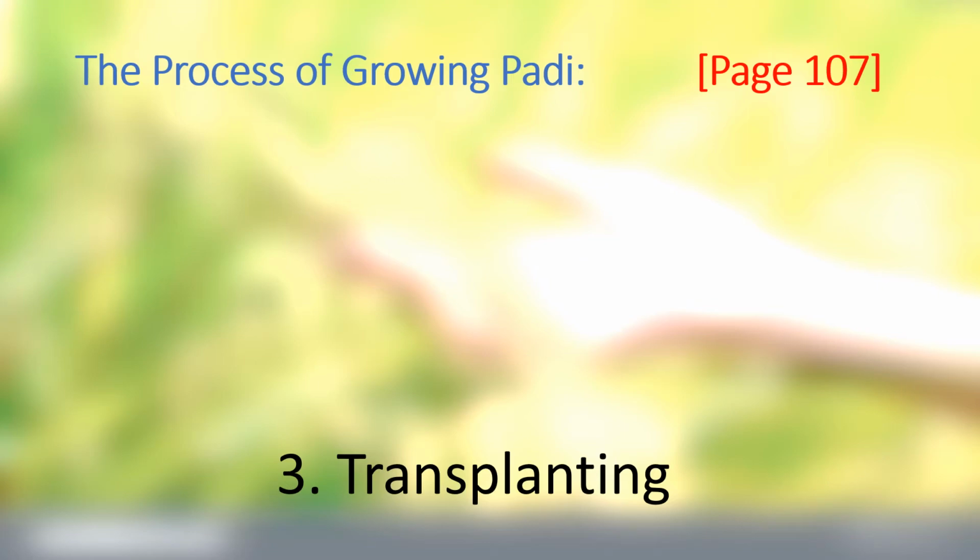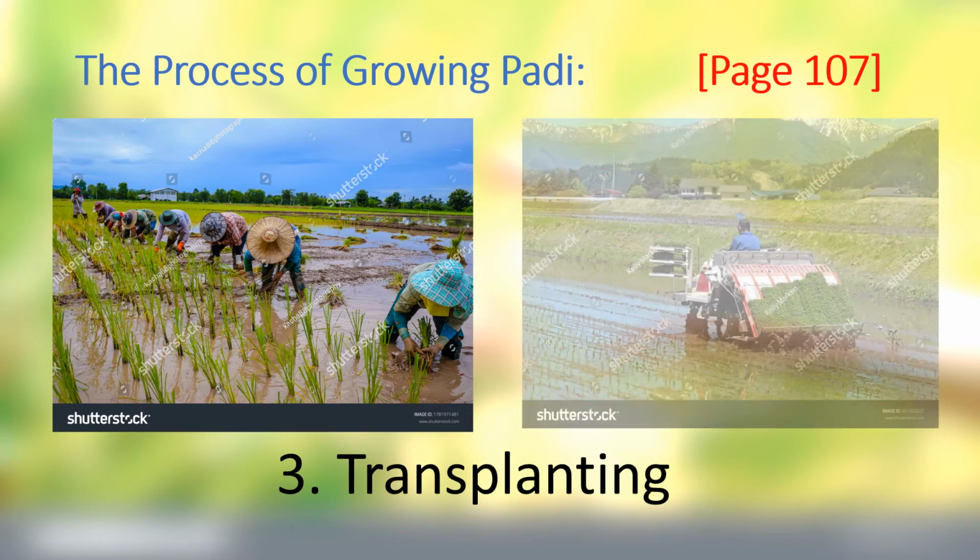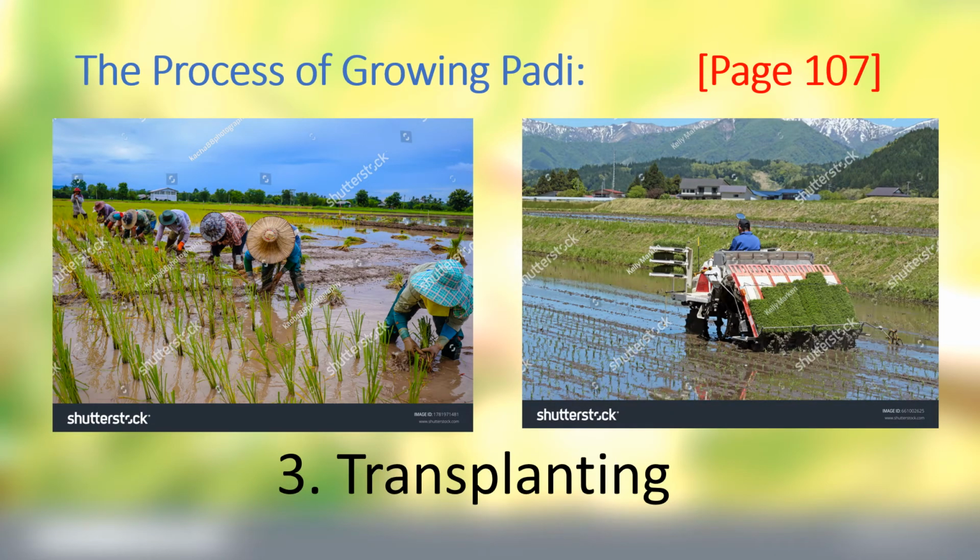Next step is transplanting. Now, when the seedlings are fully grown at the nursery, then they transplant the seedlings from the nursery onto the field. And traditionally, many workers are needed to transplant the seedlings. And in the modern way, they use machines to do the job.